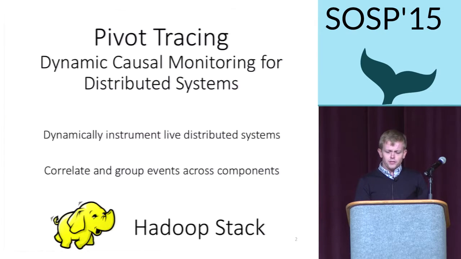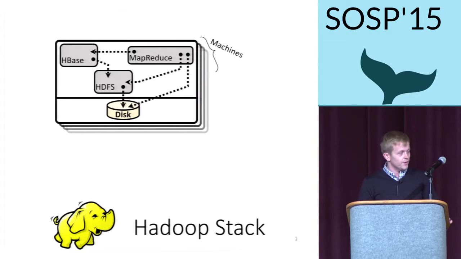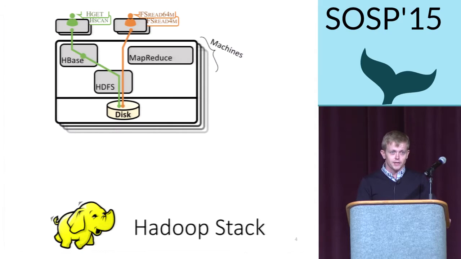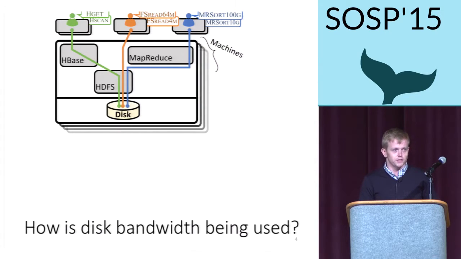So to begin, imagine you're operating a cluster running the Hadoop stack. A typical Hadoop deployment might comprise HDFS, the Hadoop distributed file system, HBase, a distributed database, and MapReduce, a data analytics framework. So let's add some users and workloads. Let's say we have 2 direct clients of HDFS, 2 HBase clients indirectly accessing HDFS, and 2 MapReduce jobs sorting data that resides in HDFS. In this scenario, how might you go about monitoring the cluster's disk usage?